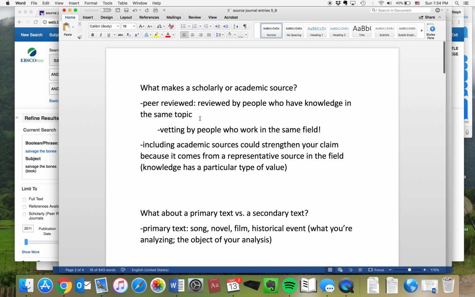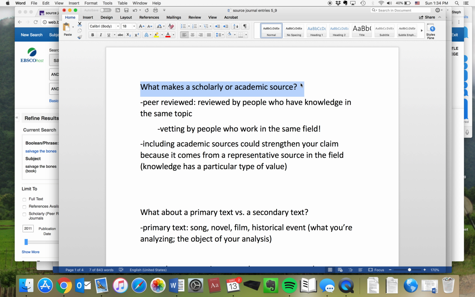So if we're thinking about what makes a scholarly or an academic source, we're going to want to look for one major thing: peer-reviewed. A scholarly text or an academic source is peer-reviewed. And what that means is that it's reviewed by people who have knowledge on the same topic in the field. It's vetted, it's tested by people who work in that same discipline professionally. So, for example, the Anthony Oliver-Smith essay had to be peer-reviewed before it could be published in this edited collection, right? It's published by an academic press, by a university press.